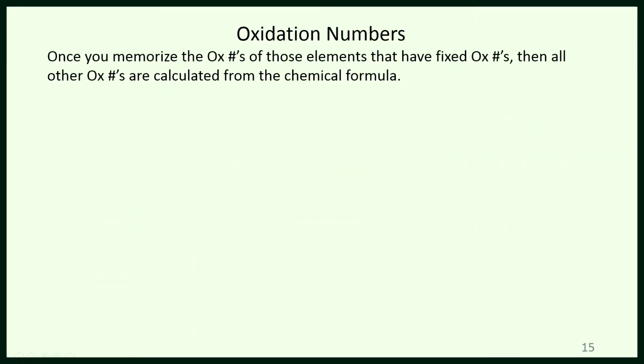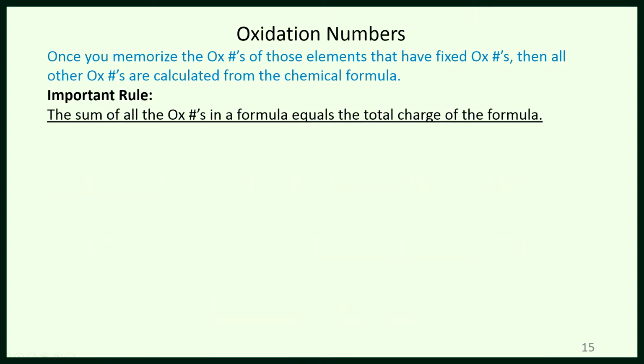Once you memorize the oxidation numbers of the elements that have fixed oxidation numbers, all the other oxidation numbers are calculated from the chemical formula. So here's an important rule. The sum of the oxidation numbers in a formula will be equal to the total charge on the formula. Add up all the oxidation numbers, they have to equal the total charge in the formula. Let's look at some examples.